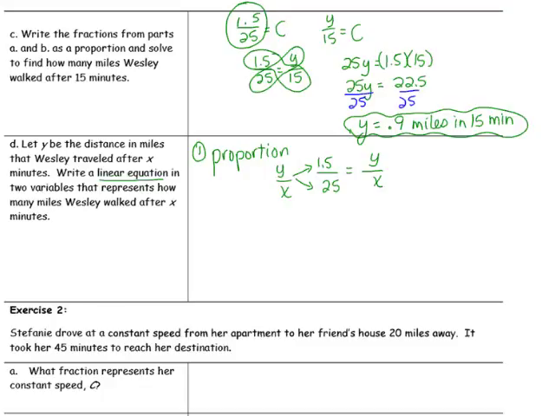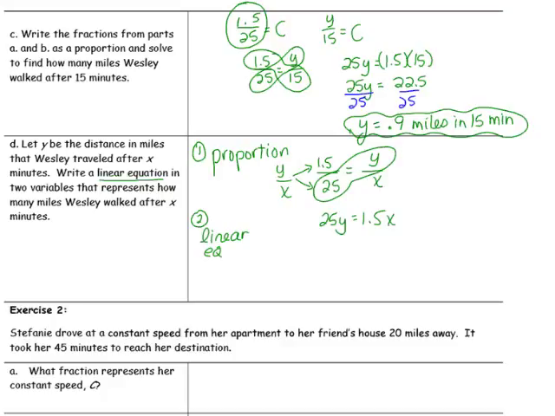So step number 2, write the proportion, or step number 1. Then the second step is to write the linear equation. Use the cross product. 25y equals 1.5x.